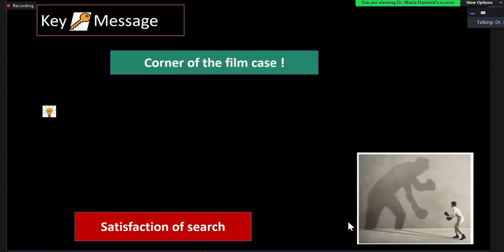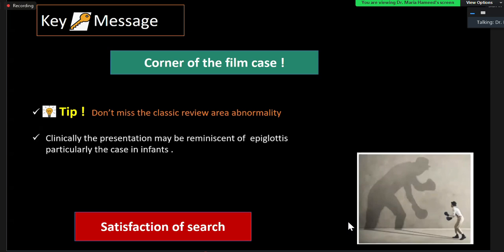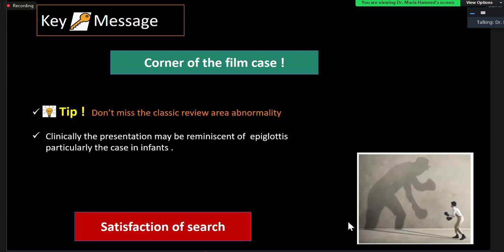So the take-home message on this particular case is, don't miss the corner of the film. Always look for other areas as well. Besides the lung, you need to look at the rest of the corner fields, like the soft tissues. You have to check the upper abdomen, the neck tissues, and the bones, everything else. You just don't want to focus on the lung. So don't miss the classic review area abnormality, and always remember there must be some focus lying elsewhere. You need to dig out for that.